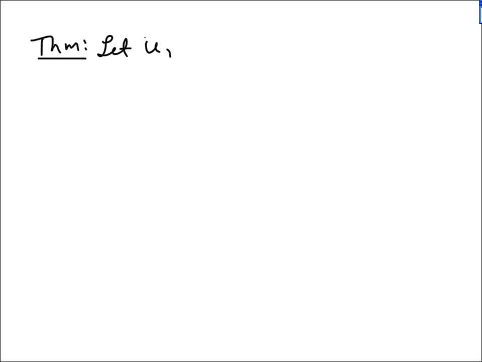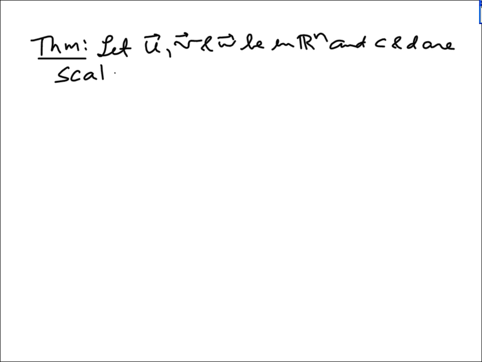Let vector u, vector v, and vector w be vectors in Rn, and c and d are scalars. Then the following properties or facts are as follows.